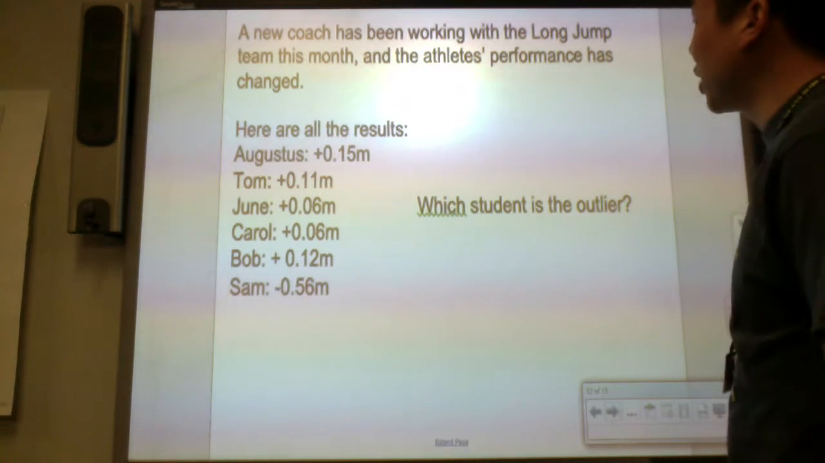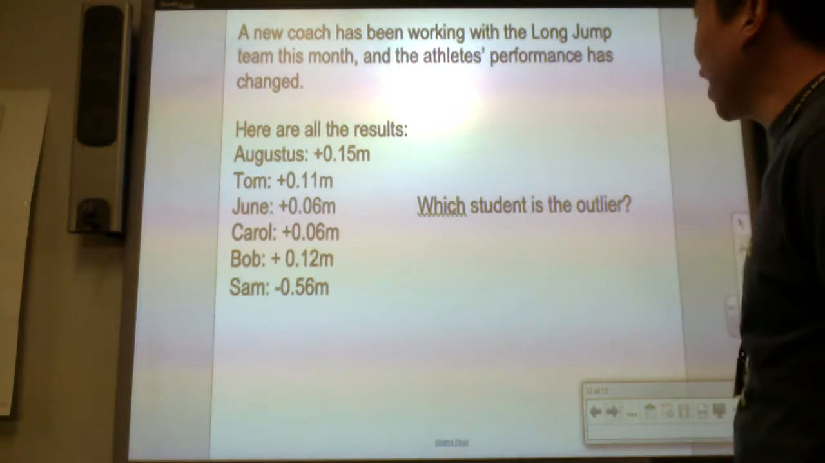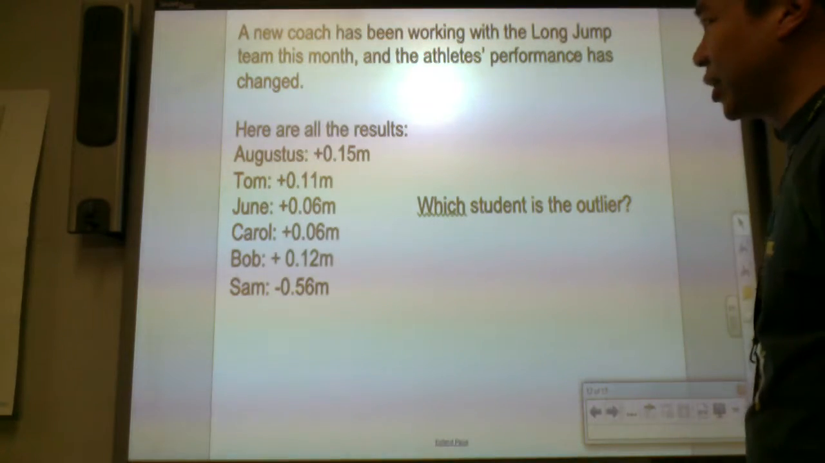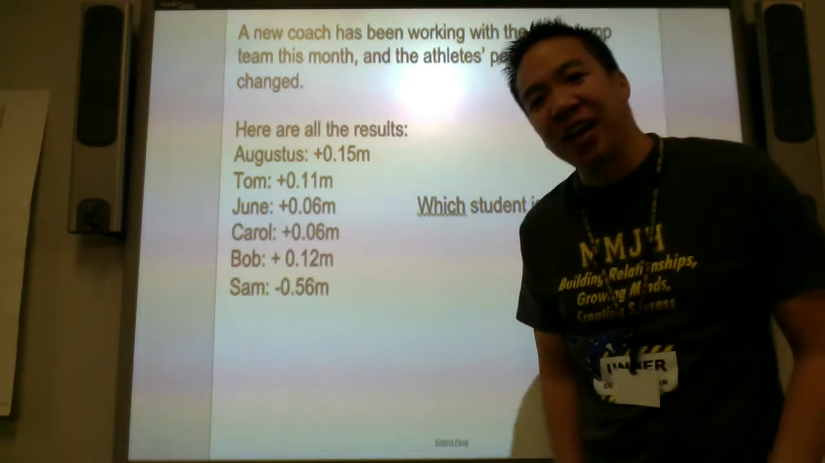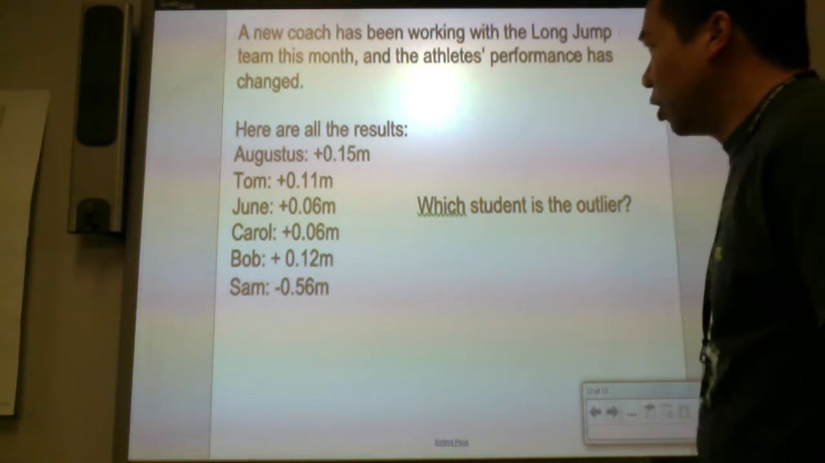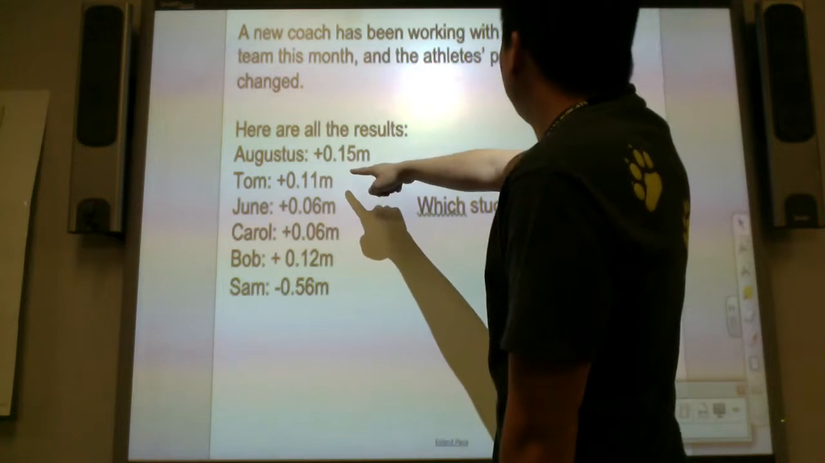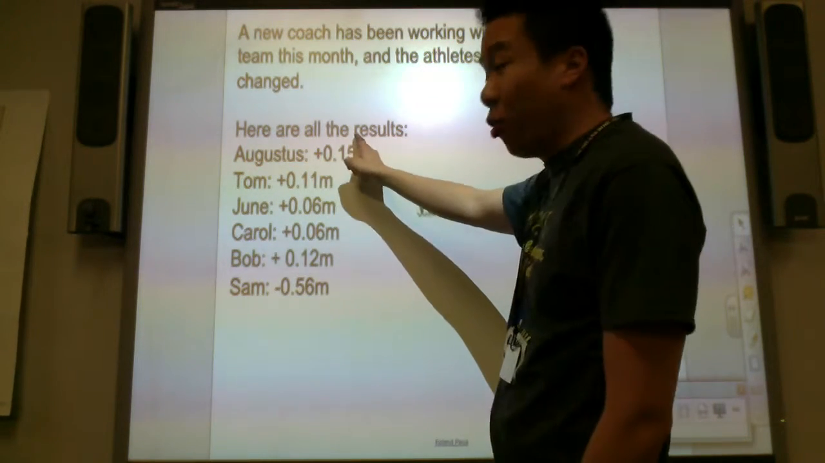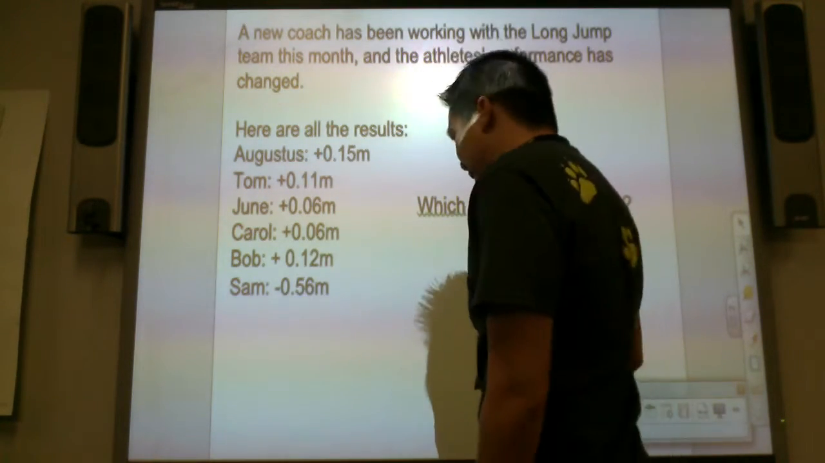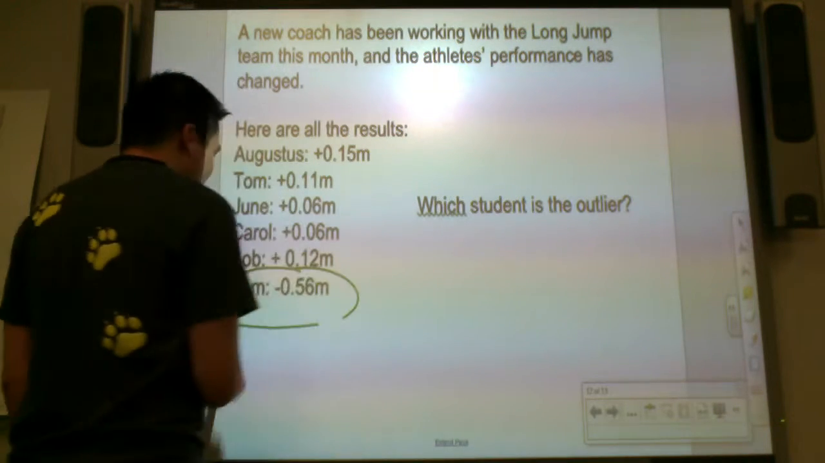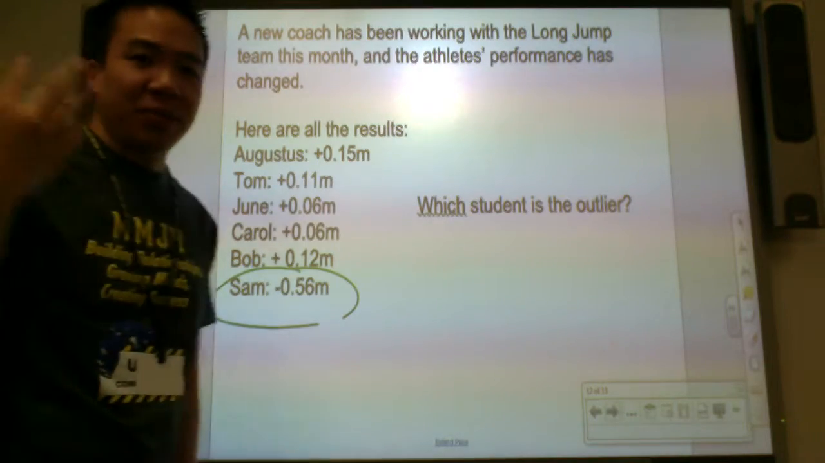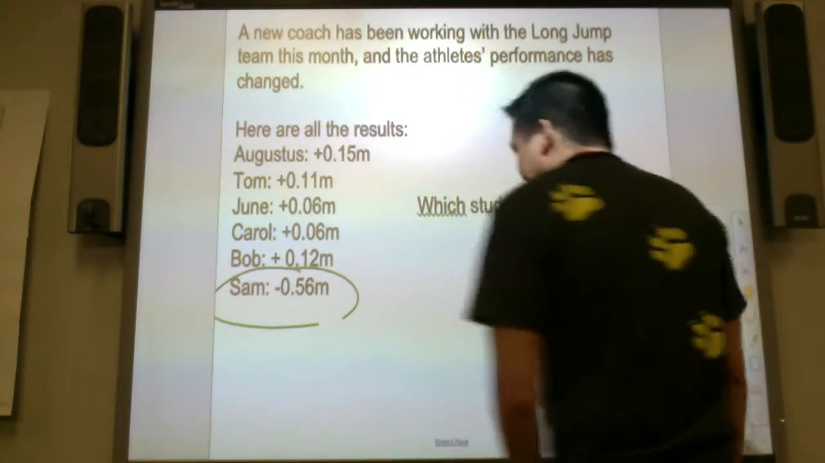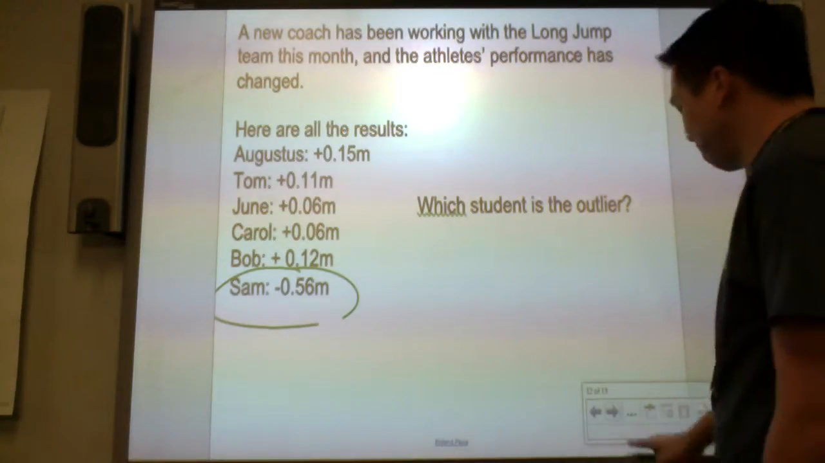A new coach has been working with a long jump team this year, and the athlete performance has changed. Here are all the athletes. Which student is the outlier, outside of the norm? Positive, positive, positive, so everybody's jumping more, as you can tell. Except Sam. Sam actually got worse, maybe he has a broken leg or something. Who knows? So Sam is the outlier.